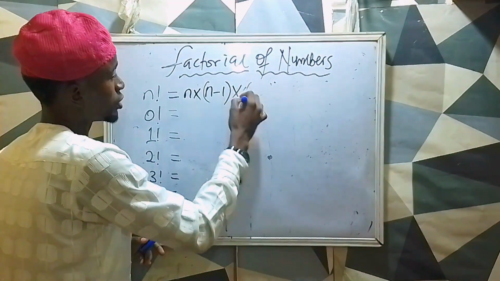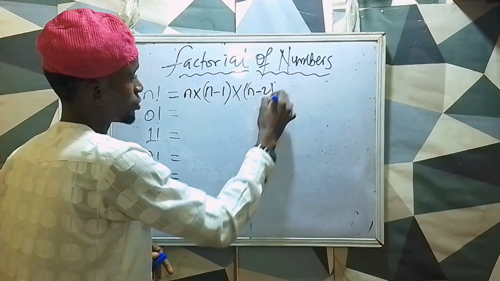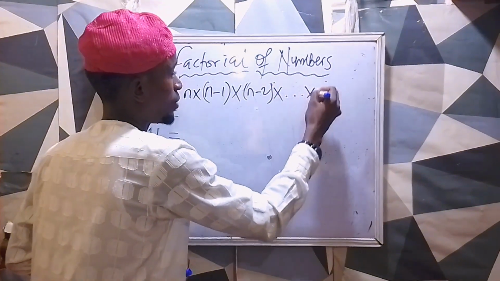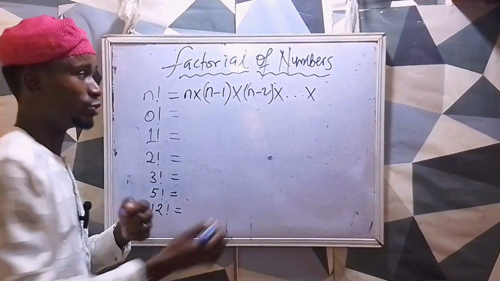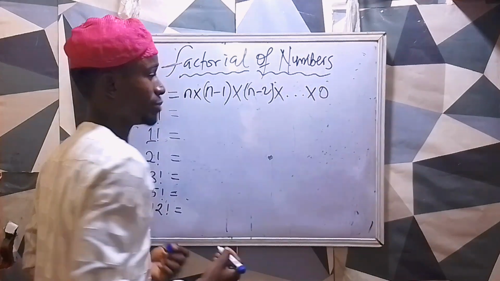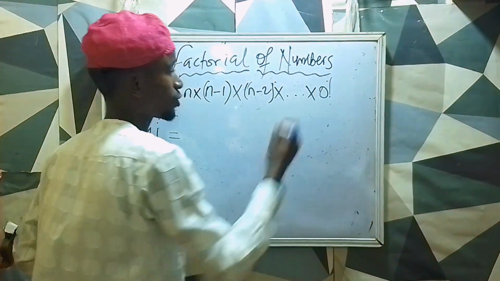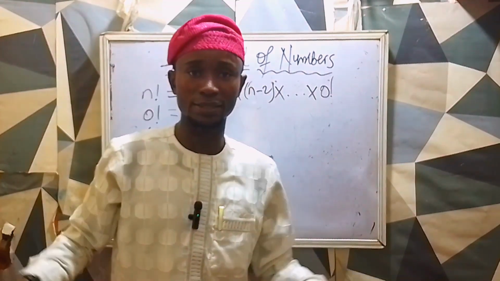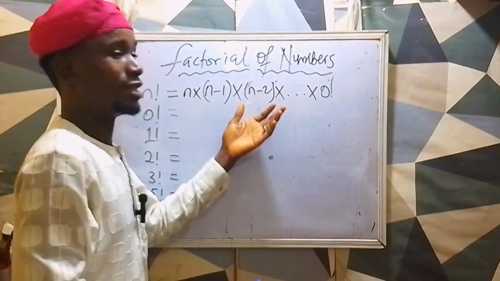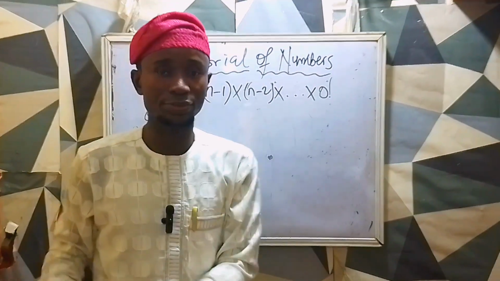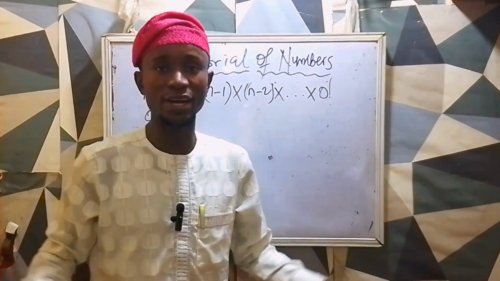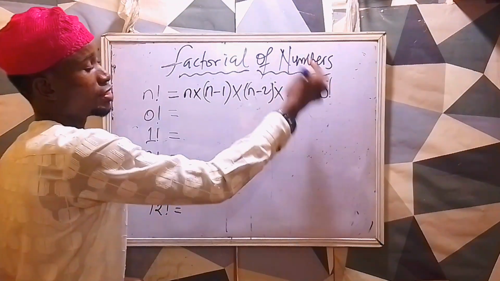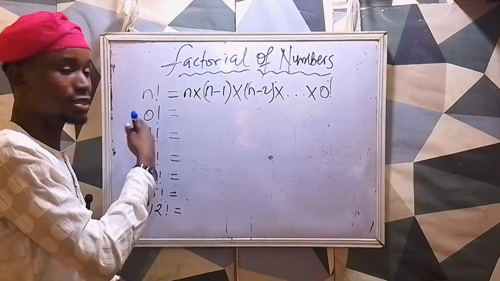So let's keep reducing. We have n minus 2. So we can stop here and say 3 dots, then multiply by what? n minus n, which is 0. So we can write 0 instead of writing n minus n. So we now add factorial. These 3 dots imply that we have other numbers there. We have other things like n minus 3, n minus 4, n minus 5, and the likes, till we get to what? n minus n, which is what? 0 factorial.